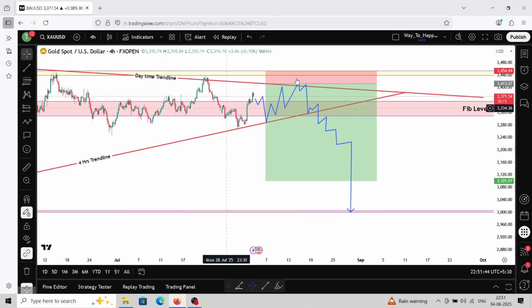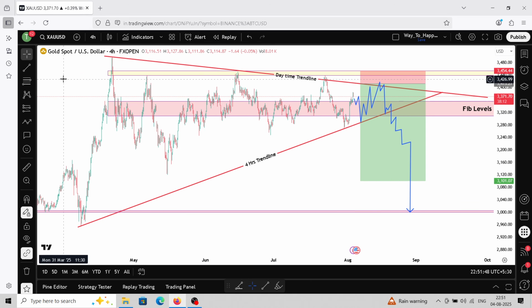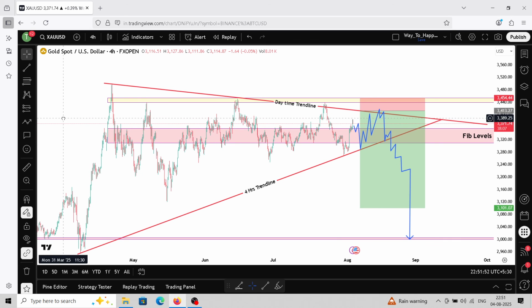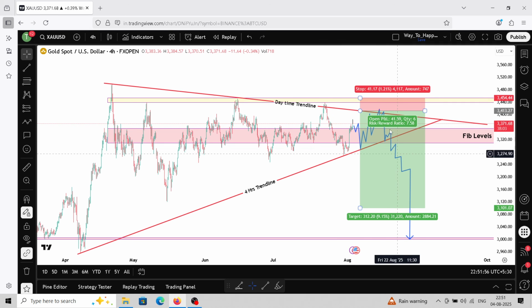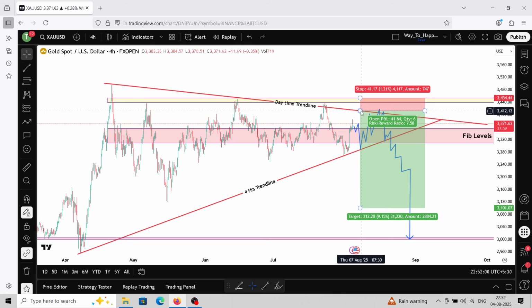Let's say if this doesn't happen, what is the next target? I am not very sure. The long side where gold can go, if that happens, we will see. But for now, I see gold may behave in this way. Gold has to touch this trend line and then it will come down.